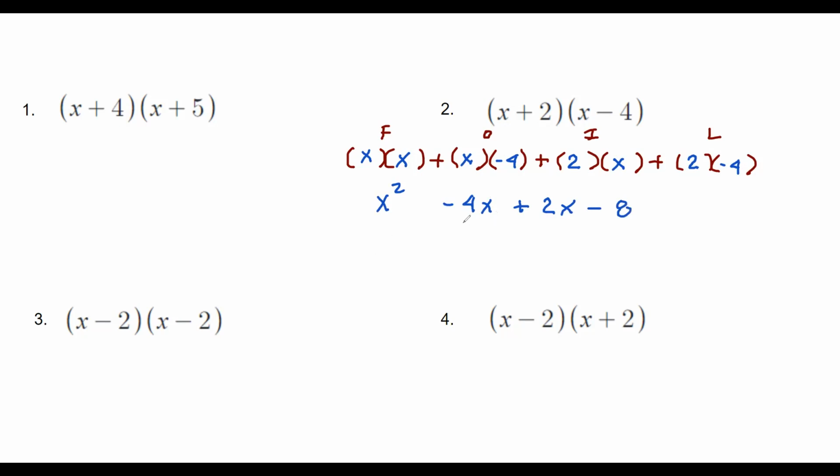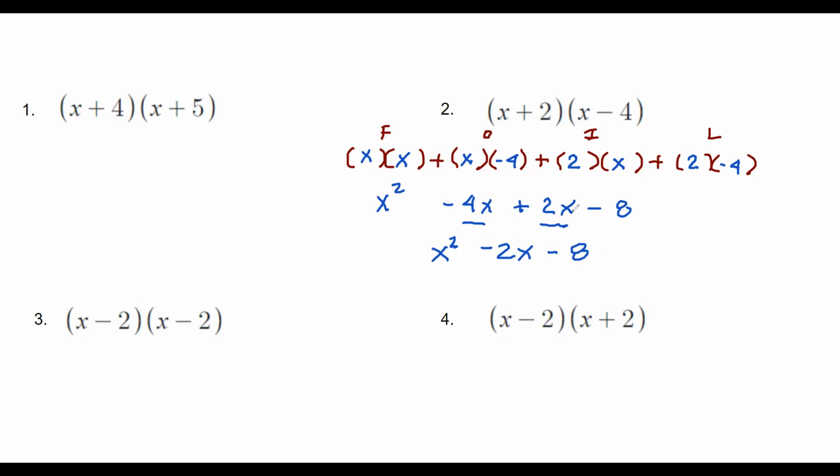Now, once again, notice we have like terms here in the middle. And as I said, that will happen most of the time. So we combine minus 4 and positive 2, and we get minus 2x. X squared doesn't have any like terms, and minus 8 doesn't have any like terms. So we just carry those down into our solution. And the answer is x squared minus 2x minus 8.